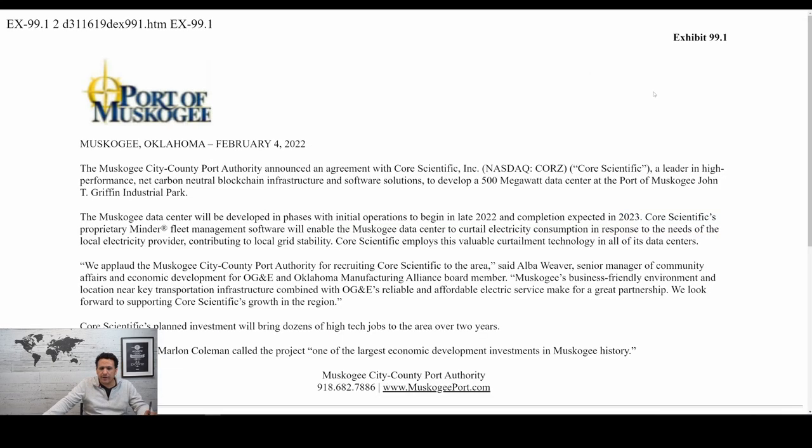One thing I found interesting while I was doing my research is that they set up a deal to develop another 500 megawatt data center in the port of Muskogee, in this industrial park in Oklahoma. And this wasn't even made public in any press releases, but it did show up in one of their SEC filings from February 7th. This is quite remarkable. 500 megawatts is no joke. So clearly they have a plan and a path forward.